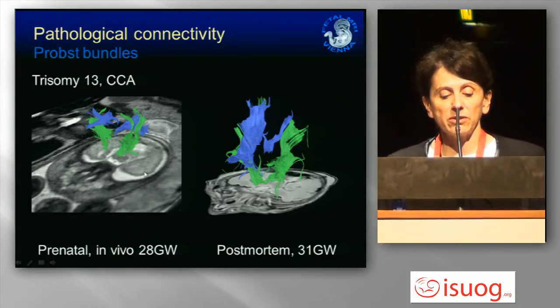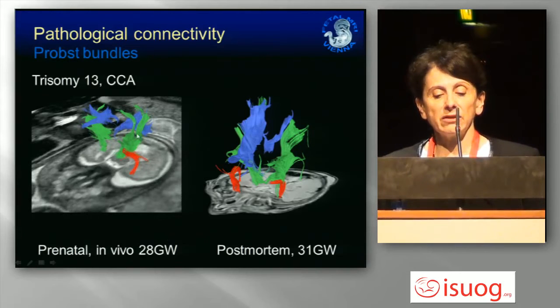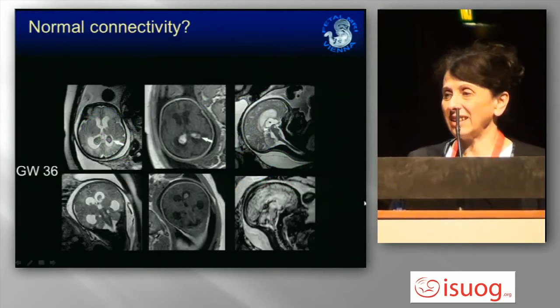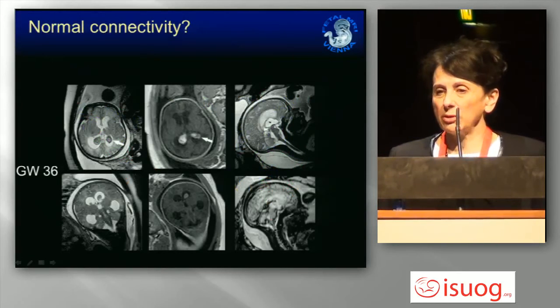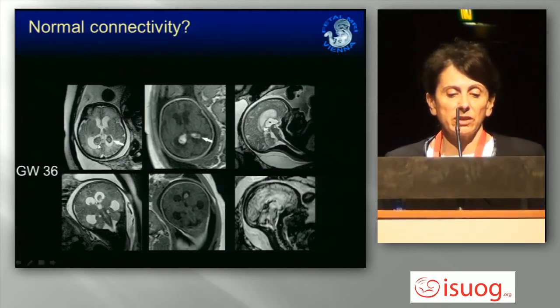Here we have a comparison in vivo and post-mortem, and as you can see here, this prenatal information of corpus callosum agenesis in trisomy 13 was quite okay, because this is the post-mortem study which shows almost the same. Now you will say, this is science, and how do I apply this to a patient? Well, for instance, I show you only one case.